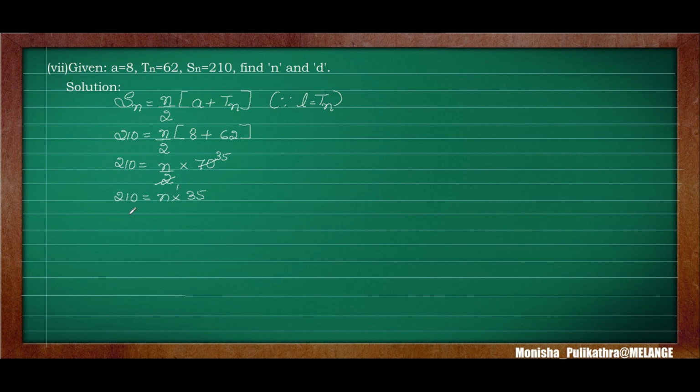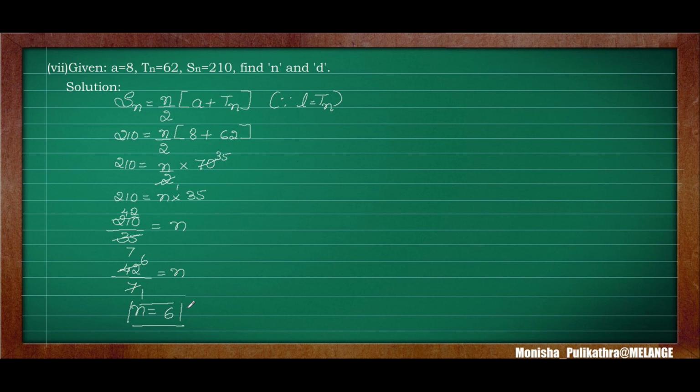When we shift 35 to this side, it will become 210 divided by 35 is equal to n. So dividing by 5: 5 7s are 35, 5 4s are 20, 1 carry, 5 2s are 10. So it is 42 by 7 is equal to n. 7 1s are 7, 7 6s are 42. So here the n value will be 6.